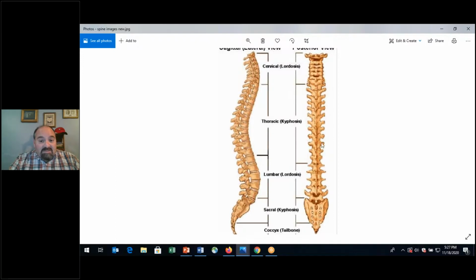Looking from posterior to anterior at the spine, there should be no curves here. If there's a curve present here, we would say that's a what? A scoliosis, okay? So no scoliosis here, nice and straight, that's what it should be. That's normal. Curves in the lateral view, normal. The spine is stronger as a result.